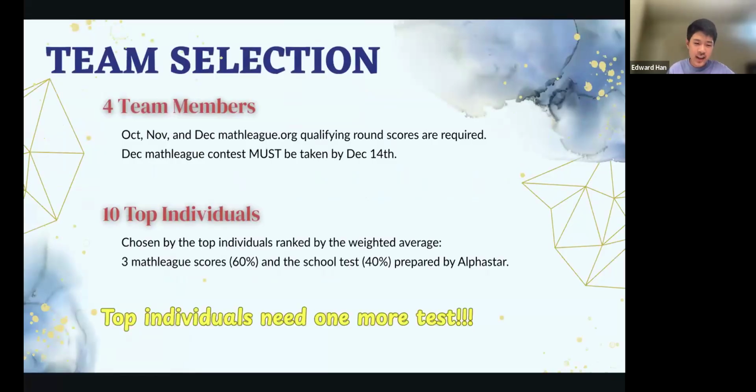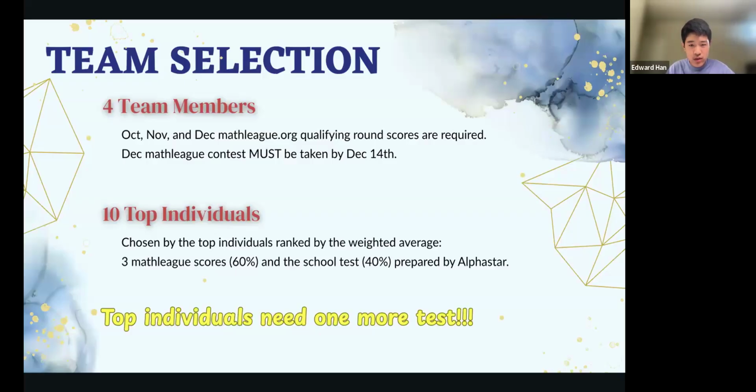I think an email has been sent out to all the parents with this information already. If you haven't received this, it's worth asking another parent to send you it because there's a lot of important information in the email. But in case you haven't read it yet, here's the information again. So we will have 4 team members and 10 top individuals. In order to qualify for any of these, you have to take the October, November, and December mathleague.org qualifying rounds.